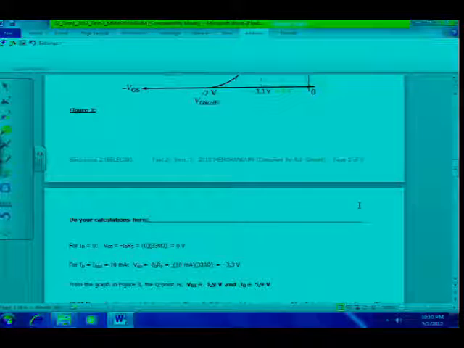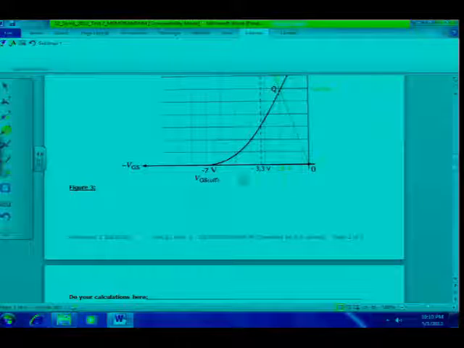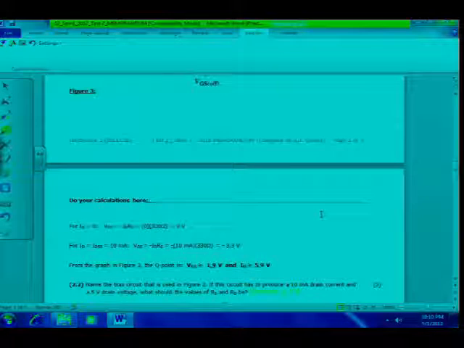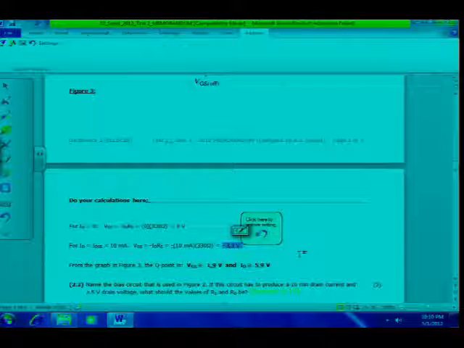And then, of course, you had to determine the 2 points for the load line. First one was where ID is equal to 0, then, of course, VGS is also equal to 0. So I can see that my load line starts at the origin there. So 1 mark for that, as you can see. And then you also had to calculate for ID, where ID is equal to IDSS, in this case 10 milliamps, and you get a value of minus 3.3 volts.